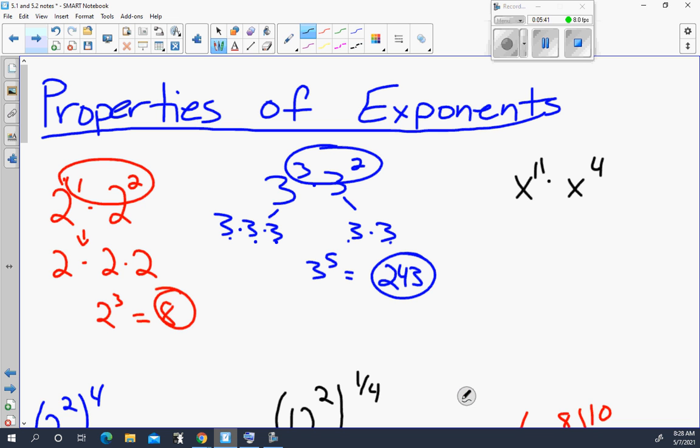And how about this one? X to the 11th times x to the fourth. Just add our exponents. X to the 15th.